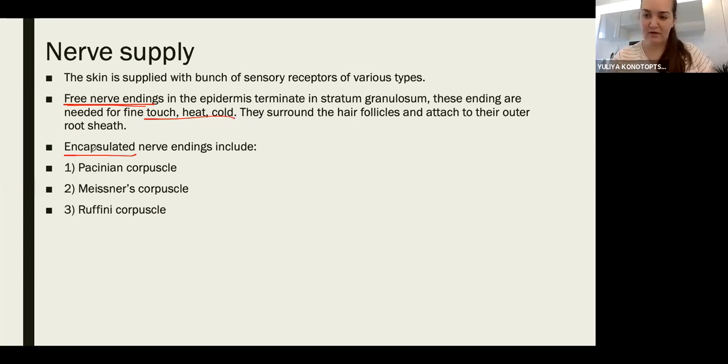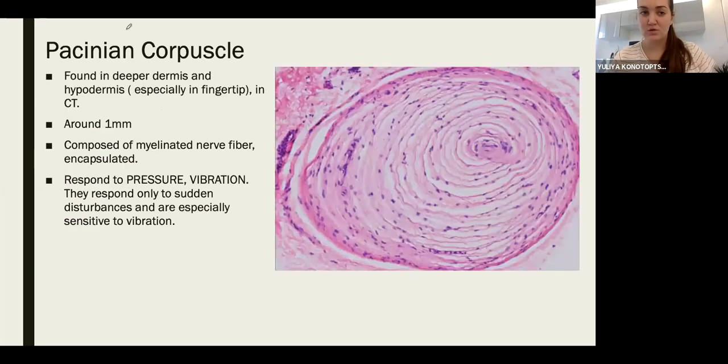Encapsulated do have a capsule around them. They do have the myelin sheath with the Schwann cells. So this is going to be your Pacinian, Meissner's, and Ruffini's corpuscles. Those are the three types of the encapsulated nerves. So the first one is Pacinian, always comes up because it's so weirdly beautiful. It's like, I don't know, a doodle that you draw sometimes.